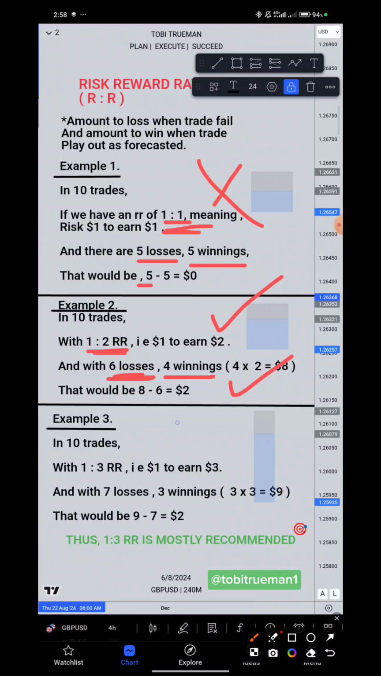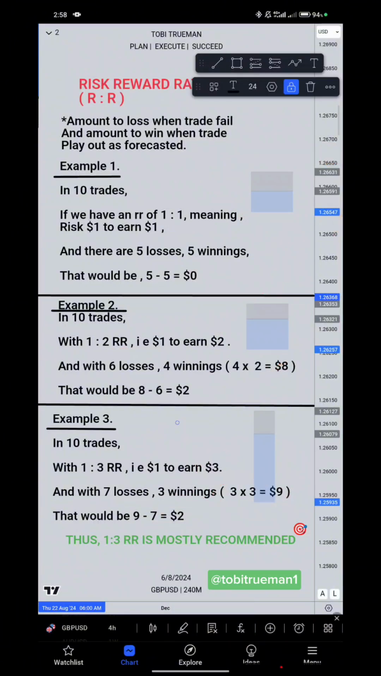Now, to crown it all, number 3 is very powerful. That 3 there means that we have 1-to-3, risking $1 to get $3. And with this, we say that in a worst scenario whereby we have 7 losses and we have 3 wins, each of those 3 wins, anytime we win, we win 3. That means 3 times 3 is 9. And we have done the calculation, 9 minus 7, that's the loss there, meaning we have $2.